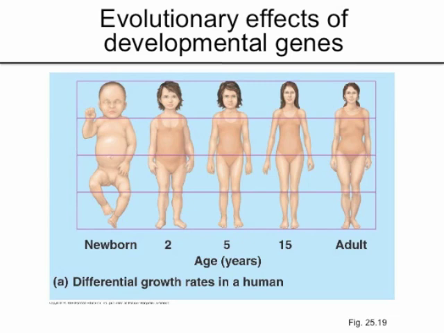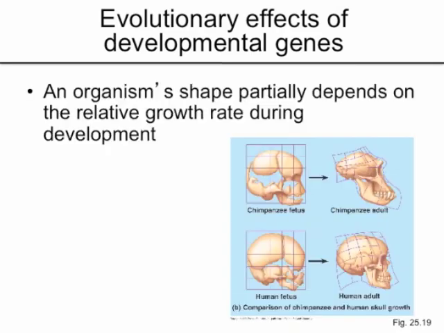So throughout the development of an organism, any change in the genes that determine growth rate of different body parts can have a drastic change over their lifetime in physical characteristics. Here's an example of two species that actually look pretty similar when they are fetuses, but look drastically different when they're adults.